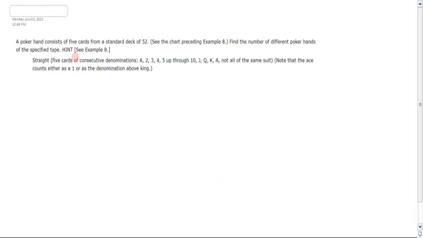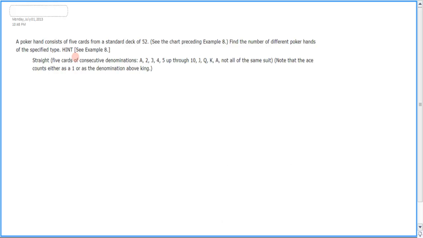Okay, so I like to assign this problem because it's a great example of the idea of overcounting and then subtracting if you've counted too much. Sometimes it's easier just to count something and say, okay, what do I have that's extra that I can take away? So for example here, they want us to count straights, 5 cards of consecutive denominations, ace through 5, 10 through ace, whatever, not all of the same suit. Note, they cannot be all of the same suit, but we're going to count them up.